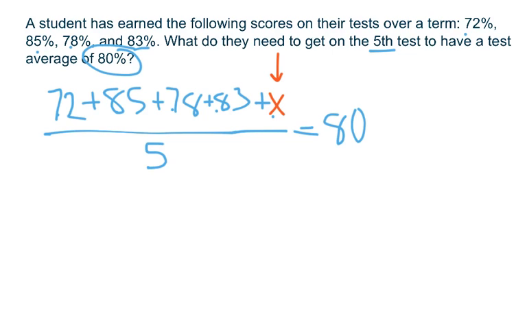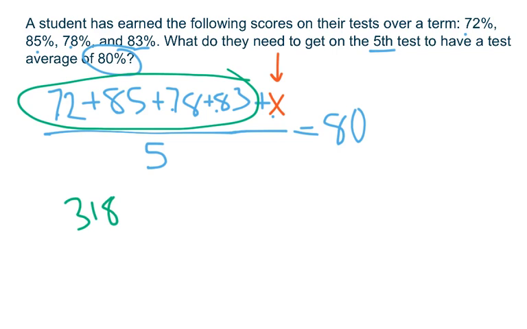Now, in real life, you can actually adjust this. What do you need to get to have a 90%, a 95%, a 75%, whatever the context of the situation is. So now you can see why I'm going to say it's okay to have a calculator. So let's clean up this numerator by combining all of these numbers. 72 plus 85 plus 78 plus 83 is equal to 318 plus x, we don't know what that is yet, all over 5 is equal to 80.